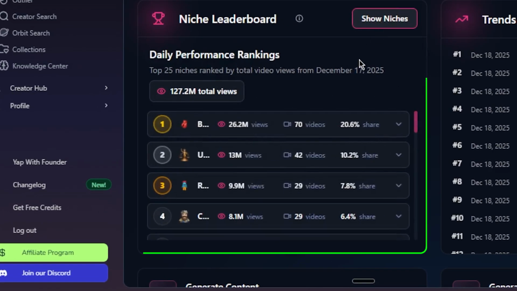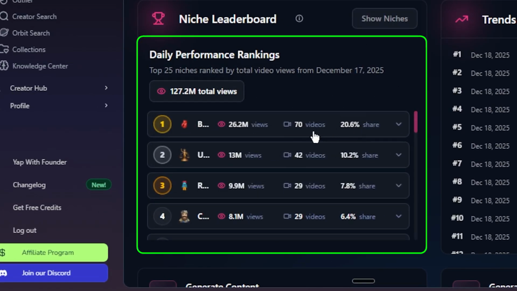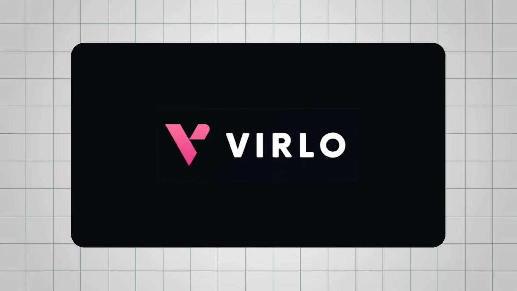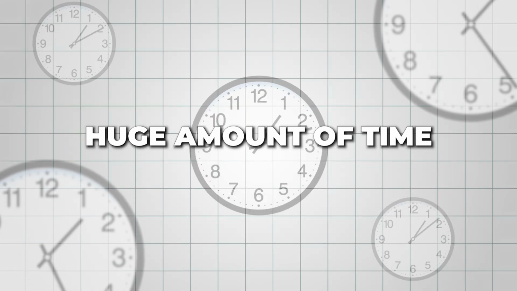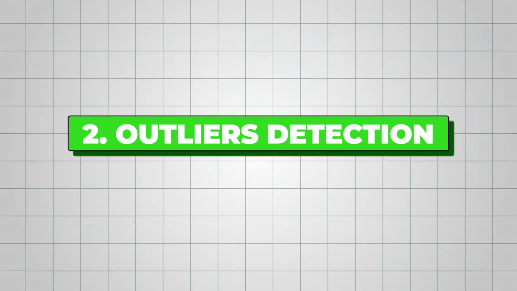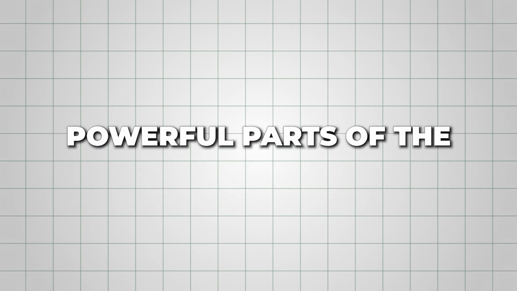What I like here is that the data updates daily, so you're not relying on outdated trends. As viral patterns shift, Virlo adapts with them, which helps you stay relevant instead of chasing trends that have already peaked. This alone saves a huge amount of time and lets you focus more on actually creating content instead of searching for it.